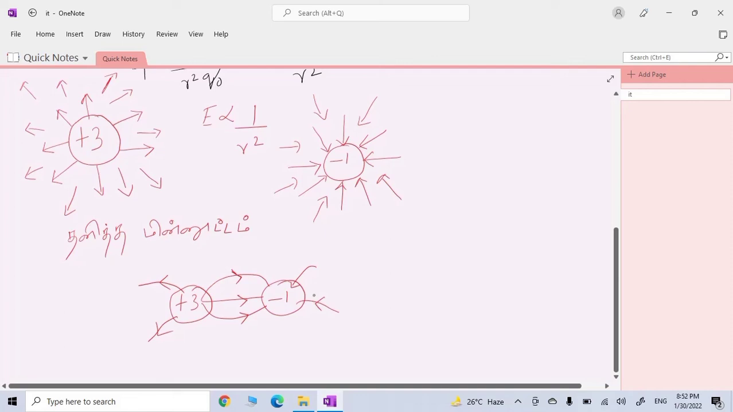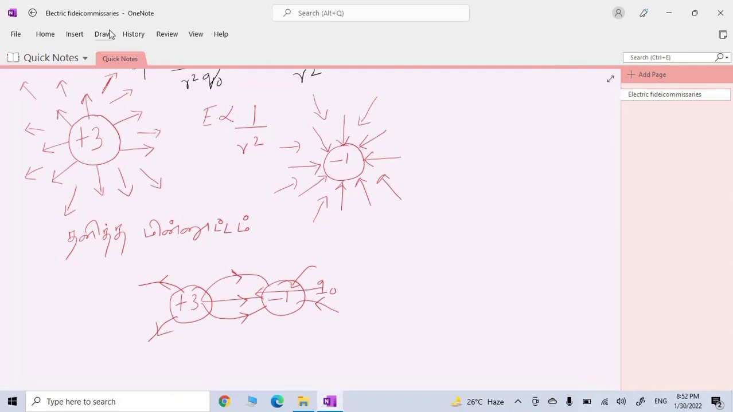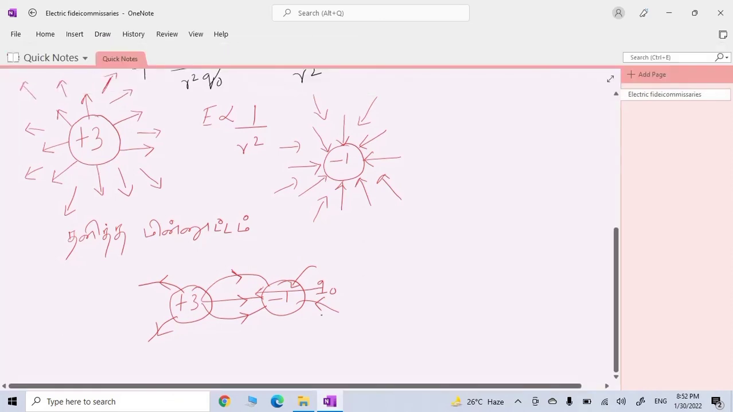Suppose you keep a test charge, let us say Q0, very close to minus 1. Then this particular minus 1 will attract this Q0, so the attraction will be directed along this particular direction. However, if you drag this test charge and keep it over here, then the attraction will be along this particular direction, because the magnitude of plus 3 is greater than minus 1.